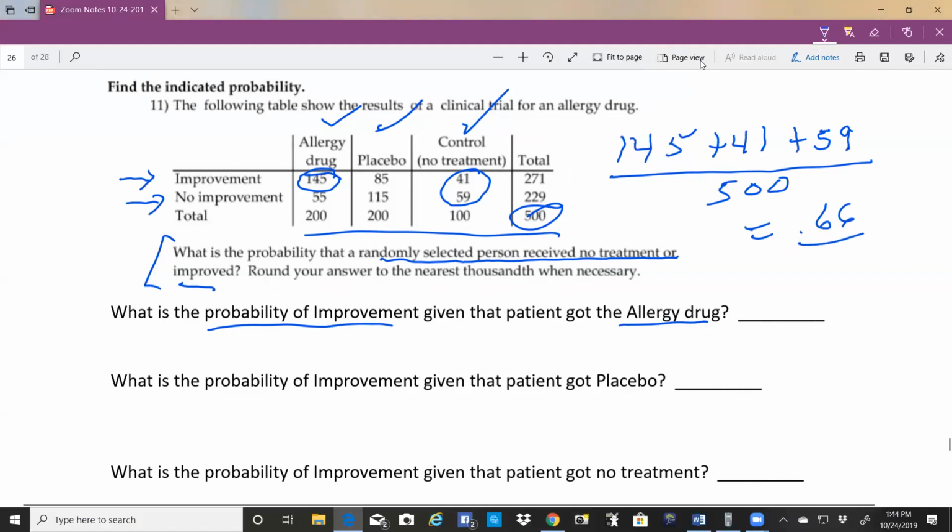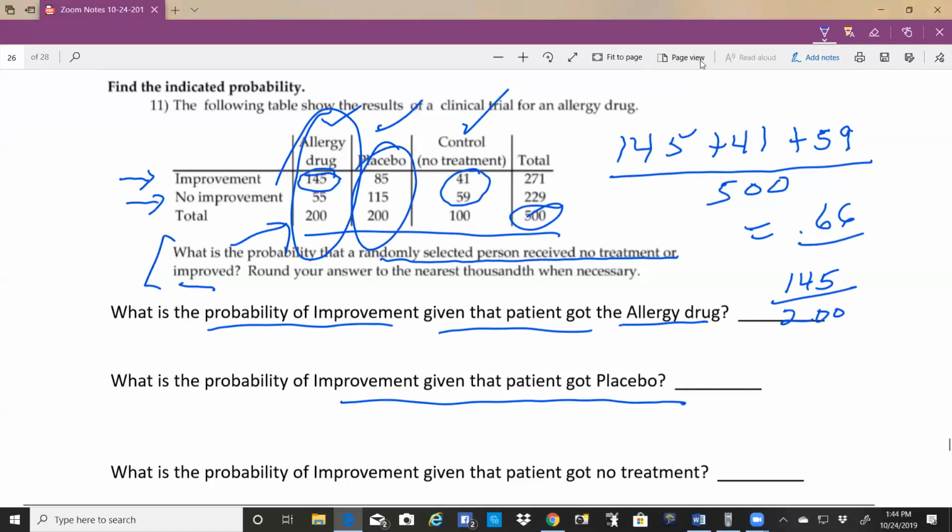Now, we have conditional probabilities. What's the probability of improvement given that the patient got the allergy drug? Well, here we're talking about the ones who got the allergy drug, and those that improved are 145 out of the total that got the allergy drug. Those are the only ones you're going to count. So that's 145 over 200. The probability of improvement given that the patient got a placebo is 85 out of 200.